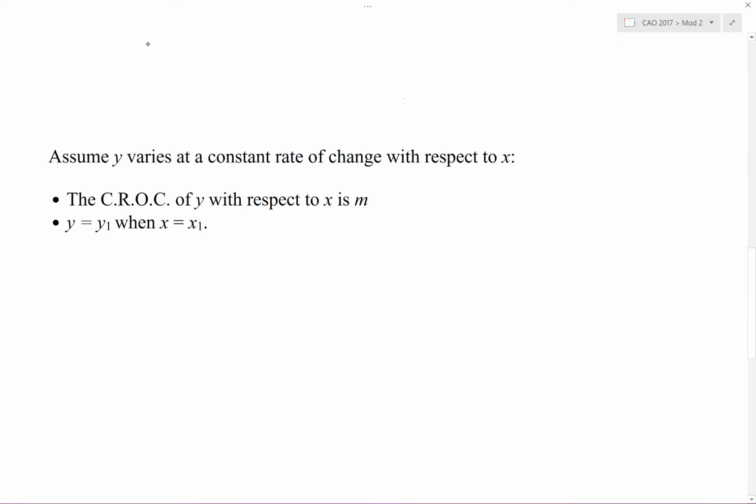Now, let's assume that y varies at a constant rate of change with respect to x, and the constant rate of change of y with respect to x is m. We'll also assume that y equals y1 when x equals x1. So we'll sketch a graph to keep track of our quantities. So when x equals x1, we'll say x1 is right here, we know that y equals y1. So we have a reference point, x1, y1, on our graph.